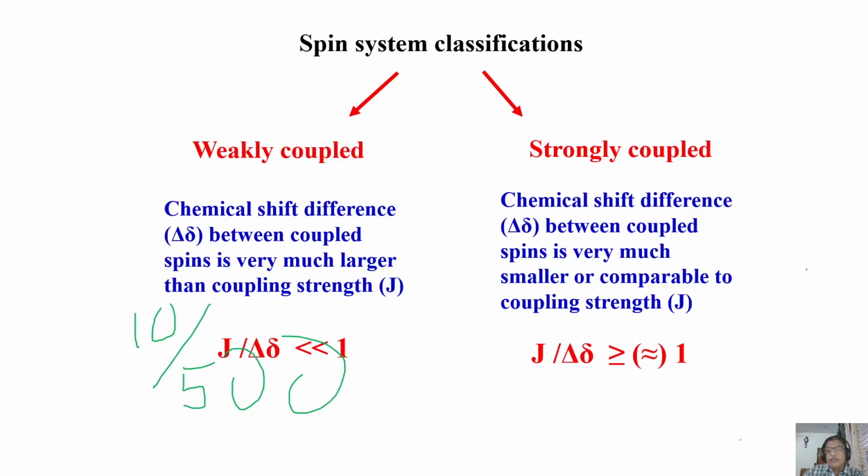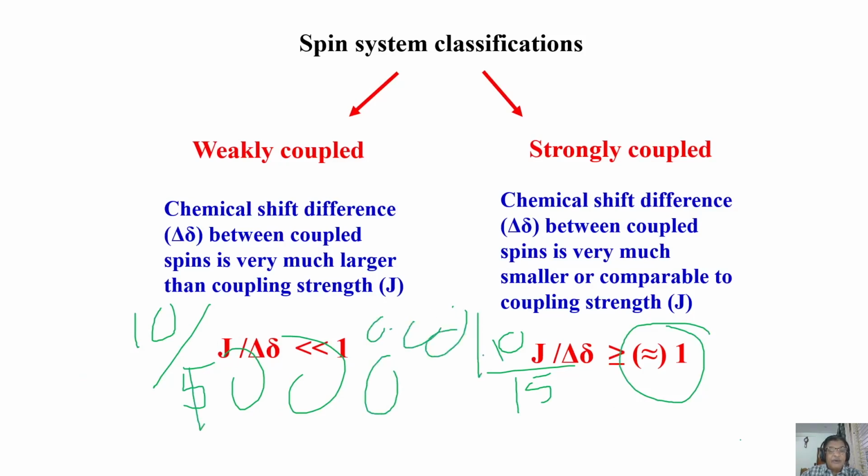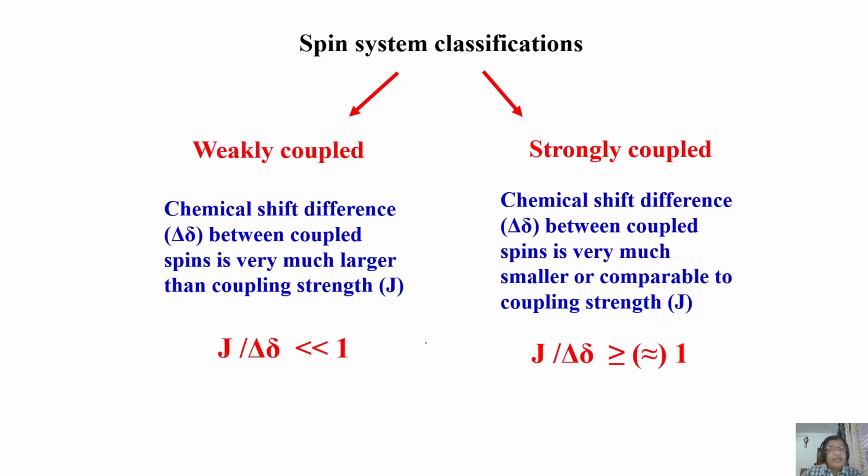Now come here. In this case, J and delta are comparable. J is 10 hertz, and delta separation is also, let's say, 15 hertz. What is this? This is of the order of 1. Here, this is much smaller: 10 by 500, or 10 by, let us say, 1000, I will take for easy comparison. Then it is 0.001. This is much smaller than 1, and this is a weakly coupled spin system, whereas this one is a strongly coupled spin system. You understand this one. Please do not get confused. This is what I'm trying to say in this example, okay?